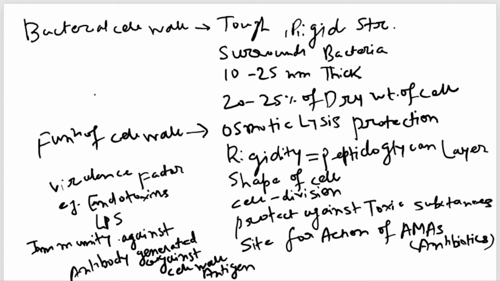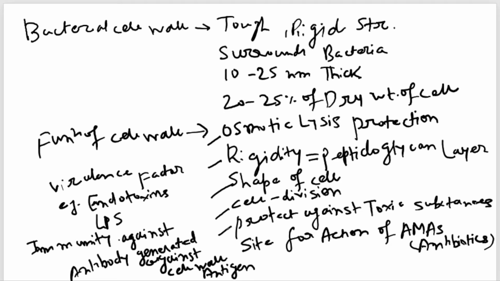So it is the immunity provider. What I'm trying to tell you is that the bacterial cell wall has several roles. Osmotic lysis protection. The bacterial cell wall provides rigidity because there is a specific layer in it called peptidoglycan. We will discuss it. The peptidoglycan layer is responsible for providing rigidity to the bacterial cell. The particular shape of bacteria is because of the cell wall. Cell division, that is binary fission, is facilitated by the bacterial cell wall.